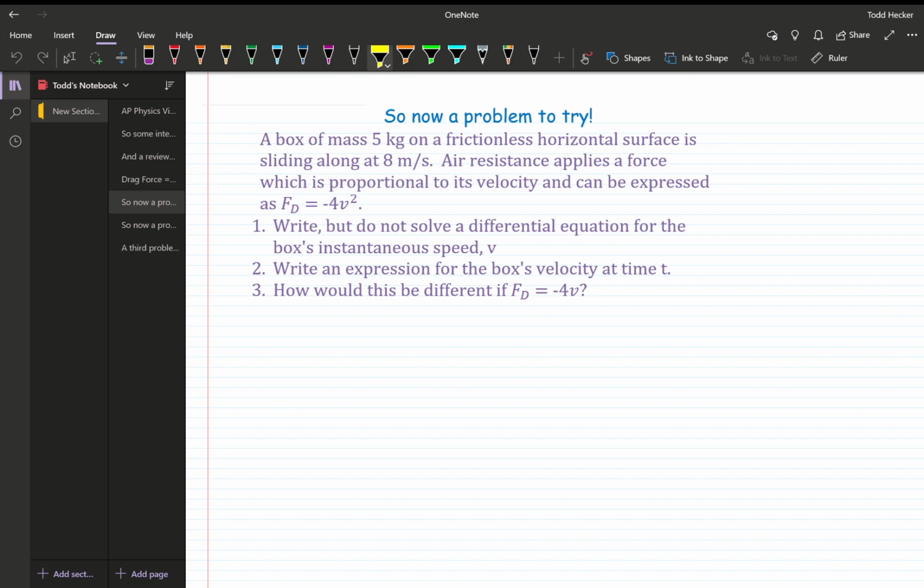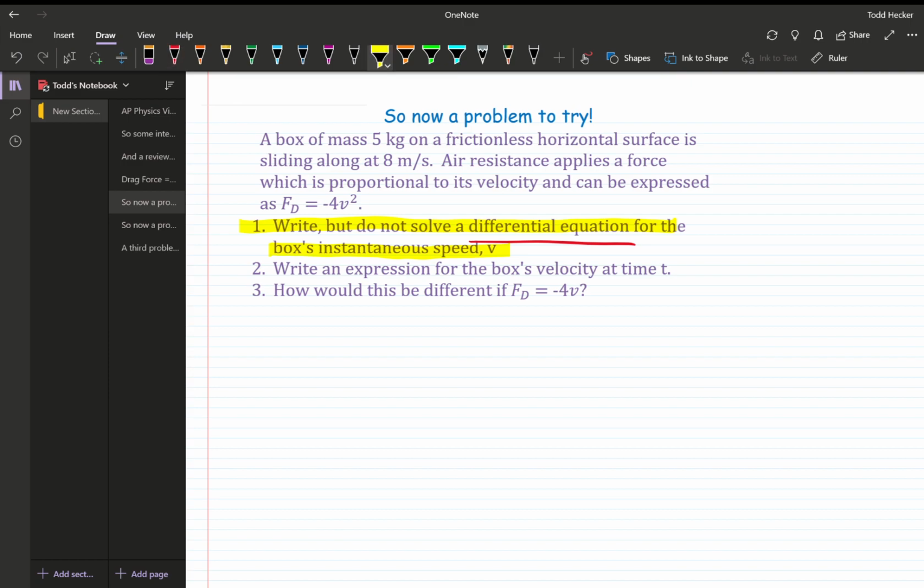The first part of the question will say write, but do not solve a differential equation for the box's instantaneous speed v. All right, these are easy. Like you can totally just do this on autopilot. And some of you right now are like, well, what the bleep is a differential equation? All right, so I will explain that once we get to our answer and you'll see kind of what I mean. All right, so here's the process for this.